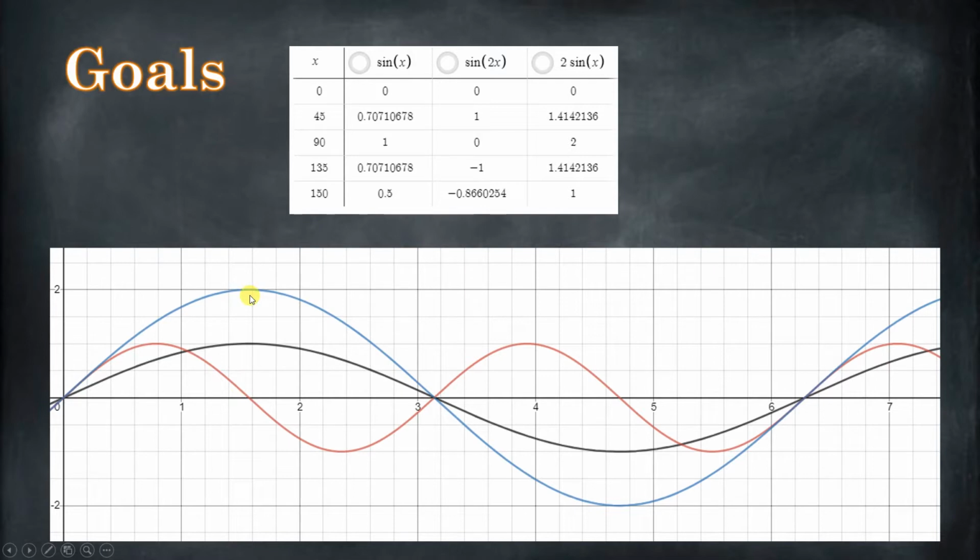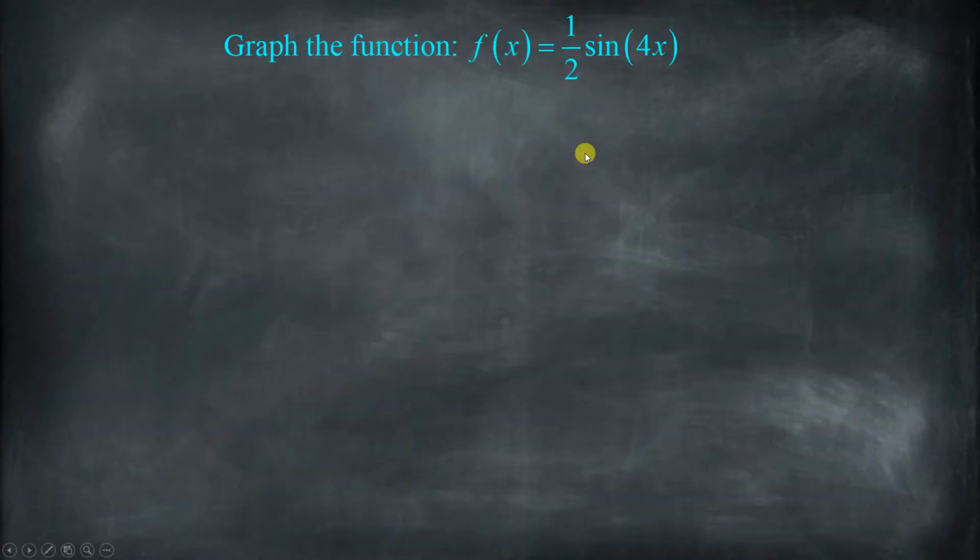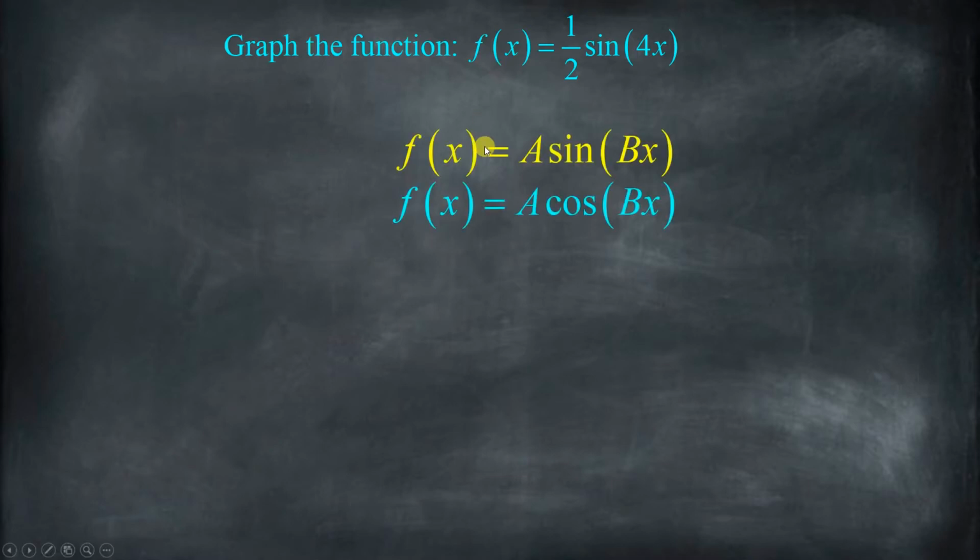By the time you're done with both parts, you should be able to understand which of these graphs, the red, the black, or the blue, would match which of these functions. You should be able to be given a graph like this and write a function that matches it. You should be able to, given a function like this, make a good graph. And we should be able to do all that with both sine and cosine, right? And so at the end, we're going to be graphing this function right here, f of x equals 1/2 times the sine of 4x, but it could be sine or cosine.